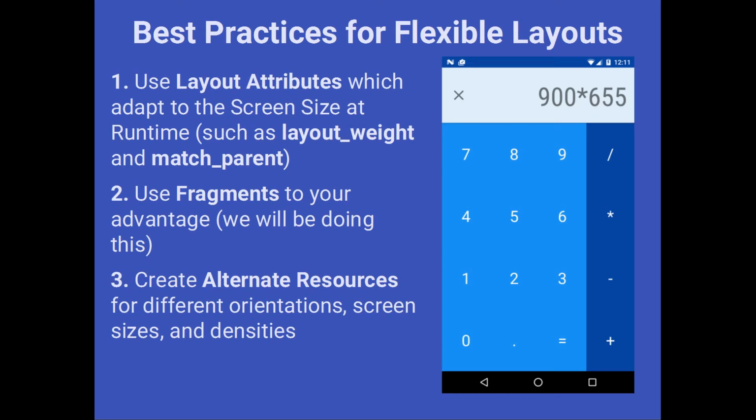But this particular application is going to use two fragments. The first fragment is, as you can see up on the top, the little X button there, and then the expression, 900 times 655. That area there is its own fragment. And then the input below, including the operators and the numbers, is contained within its own fragment, and we'll see why that not only makes our user interface very flexible, but also makes the back end of the application a lot simpler, cleaner, and easier to work with. So that's another general tip here.